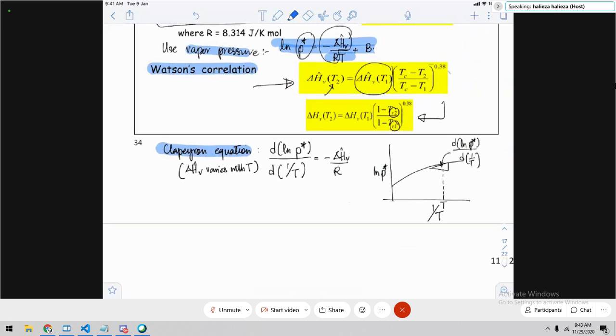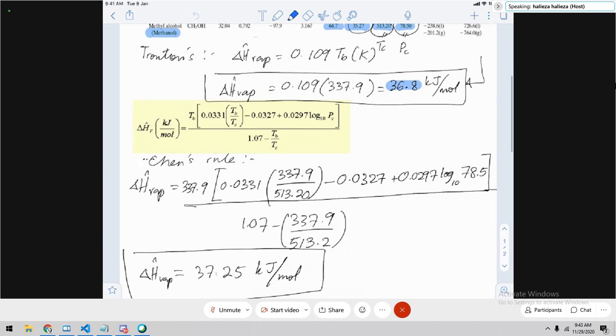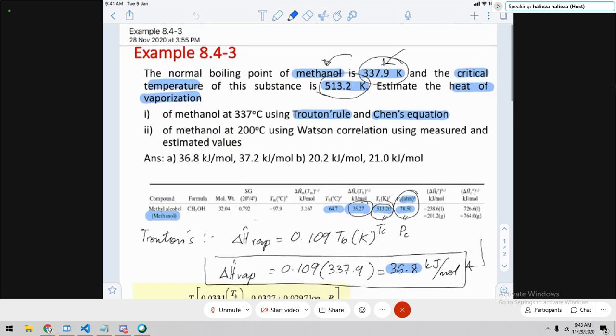Let's see whether we can apply this equation in our example. For this example, we need to use the Watson equation at 200 degrees C. You want to find the latent heat at 200 degrees C using the measured value and the estimated value. The measured value is from the appendix. The estimated value is the one that we just estimated using Thornton.